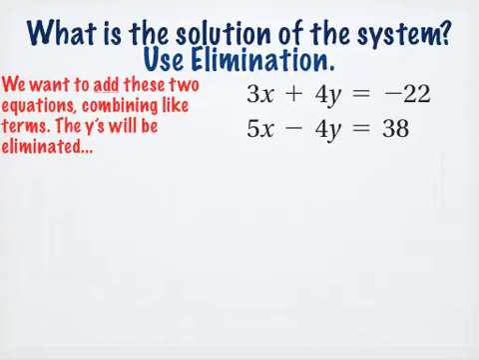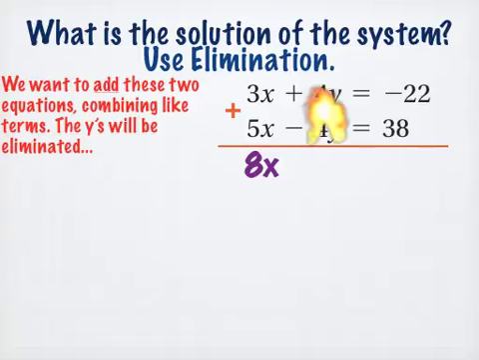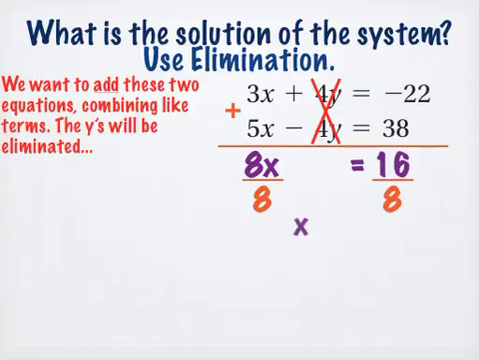So we're going to take these entire equations and add them. These are in a great form for us because we can just add straight down. Our x's are on top of our x's, our y's are lined up, and then equals our whole numbers. When we add straight down, 3x plus 5x is 8x. Positive 4y plus negative 4y is 0. They're going to cancel out. And then negative 22 plus 38 is 16. Now we have 8x equals 16. We can divide both sides by 8, and we find that x equals 2.